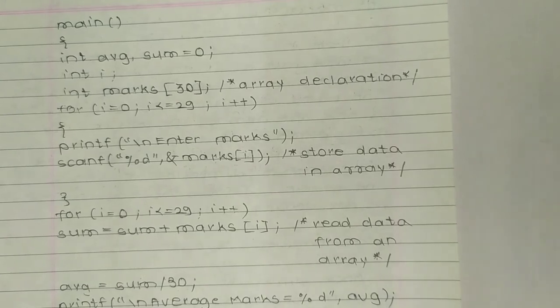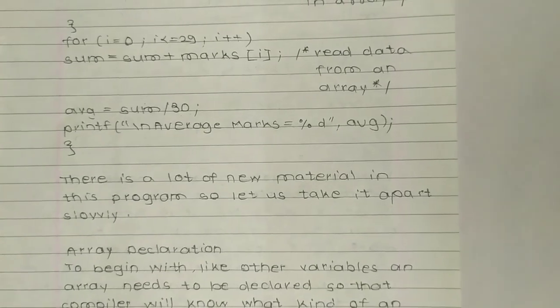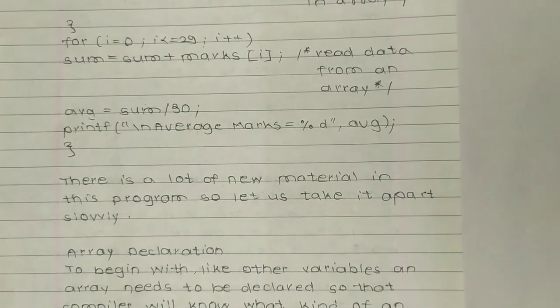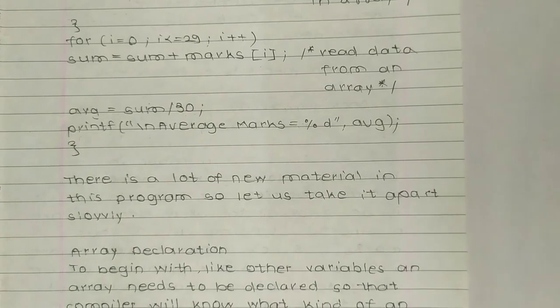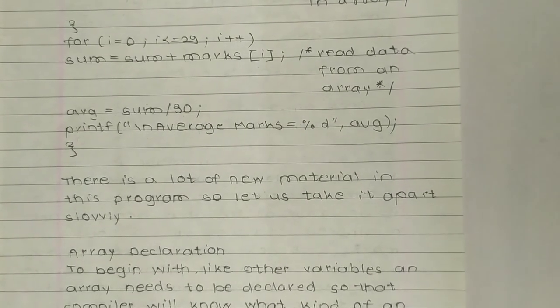Now the for loop: i = 0; i <= 29; i++. sum = sum + marks[i]. That is, sum plus marks[i] means reading data from the array, that is, the new element from the array. It starts from i = 0 and goes up to 29. Now i++ is the incrementation. Now sum = sum + marks, that is the next mark in the array.